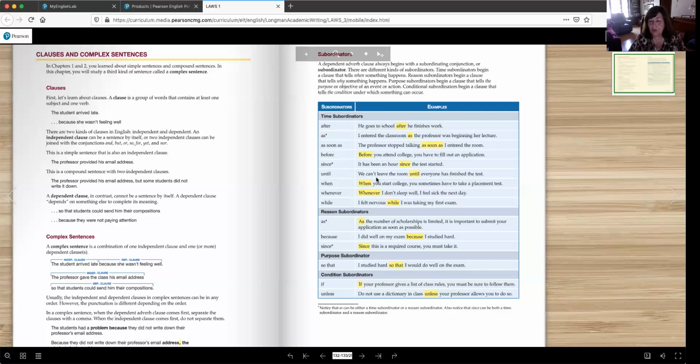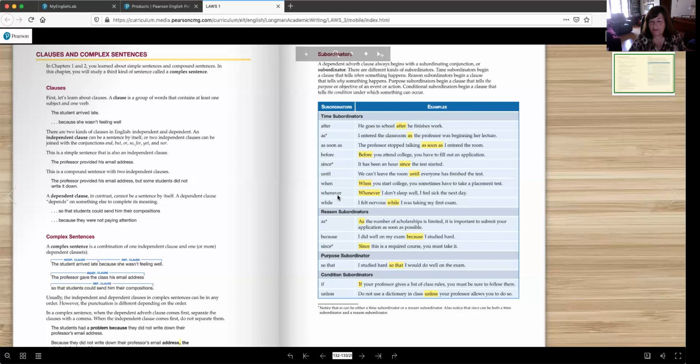Until. We can't leave the room until everyone has finished the test. When can we leave the room? Not until everyone has finished the test. And of course, the word when. When you start college, you sometimes have to take a placement test.